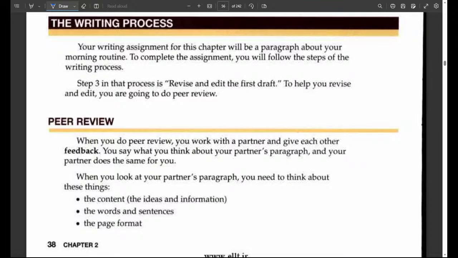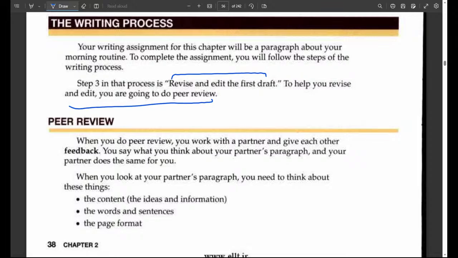The writing process. Now we come to the writing process. Your writing assignment for this chapter will be a paragraph about your morning routine. To complete the assignment, you will follow the steps of the writing process. Step 3 in that process is revise and edit the first draft. To help you revise and edit, you're going to do peer review.